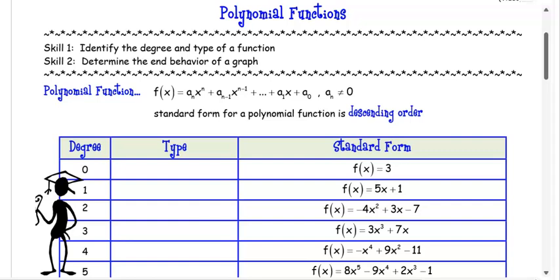Mrs. Delzati here. Today we're going to be working with polynomial functions. We're going to work to identify the degree and the type of the function. We're also going to be able to determine the end behavior of a graph.